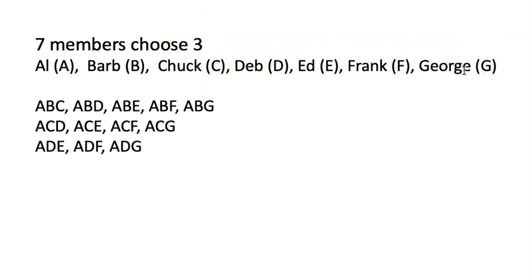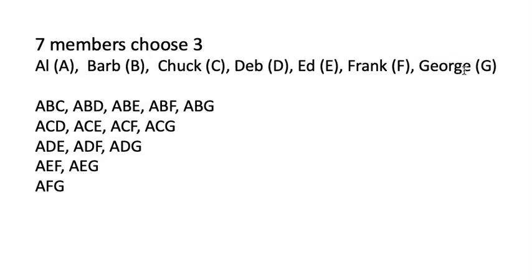Now how about Al, Deb? ADE, ADF, ADG. Those are all the Al, Deb groups. The Al, Ed groups, AEF, AEG, are all the Al, Ed groups. The Al, Frank groups, Al, Frank, George. That's it. So those are all the groups that have Al. So Al is shown in 10 possible different ways Al can be chosen.